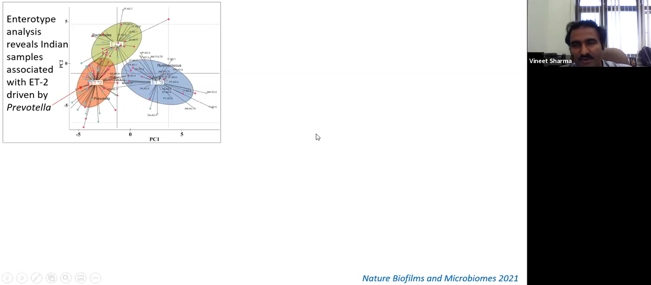In terms of enterotypes, it's a concept where you try to see what different types of bacterial genera dominate in a population and what the predominant ones are. There are 3 types so far, driven by Prevotella, Bacteroides, and Ruminococcus. So the Indian gut microbiome fits enterotype 2, which is driven by Prevotella.